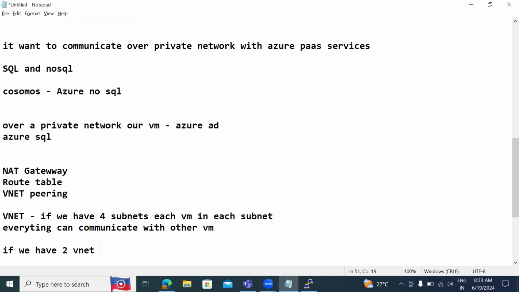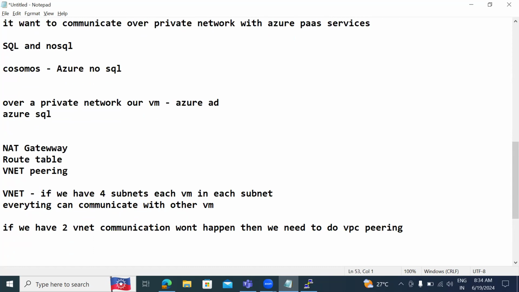If you have two VNets, communication is not going to happen. Then we need to do VNet peering. Okay. So why will we go for VNet peering? Tell me. Why do we need to communicate between two VNets?